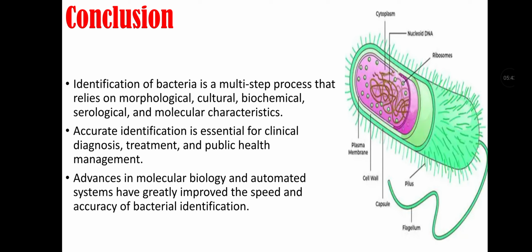Conclusion of this lecture video. Identification of bacteria is a multi-step process that relies on morphological, cultural, biochemical, serological, and molecular characteristics. Accurate identification is essential for clinical diagnosis, treatment, and public health management. Advances in molecular biology and automated systems have greatly improved the speed and accuracy of bacterial identification.